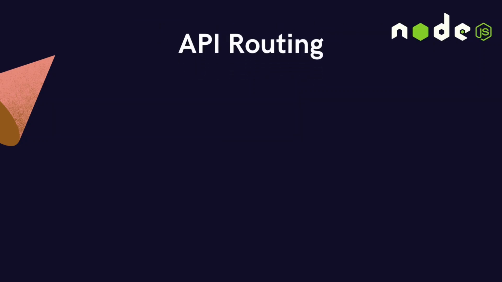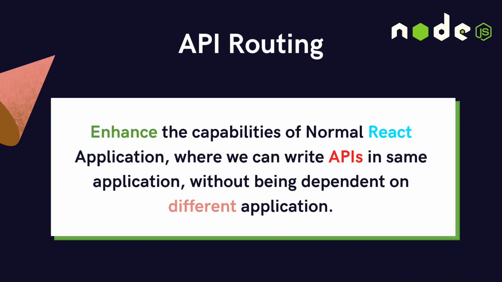And the next feature that we have is API routing. But what does that mean? Next.js enhances the capabilities of a normal React application, where we can write APIs in the same application without being dependent on any different application like Node.js or any Java application. So we don't need a separate application like a Node.js app for creating the API, and we can also call the internal API inside the same application as well.